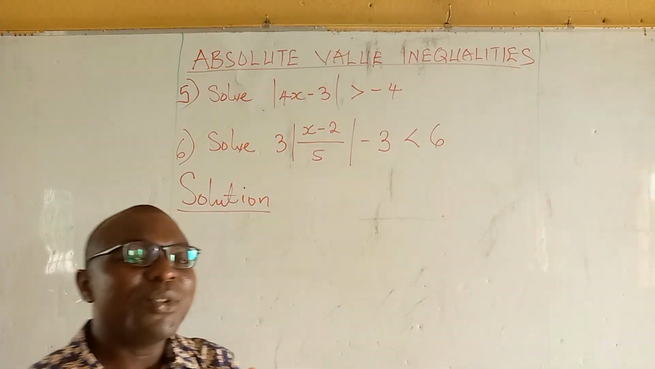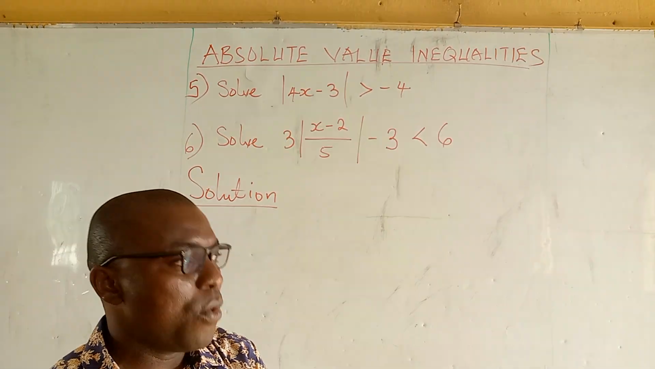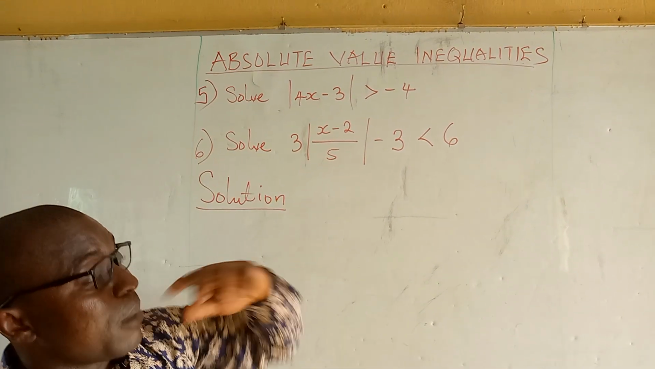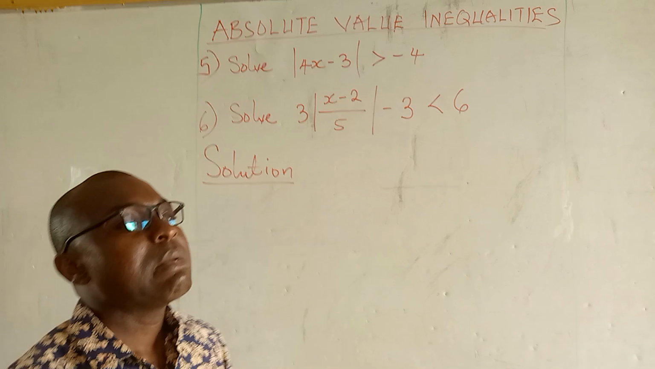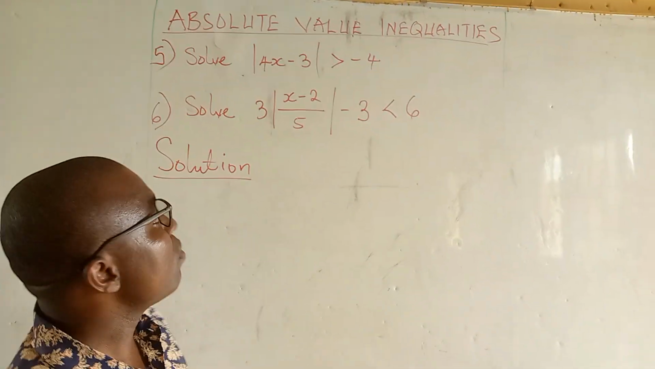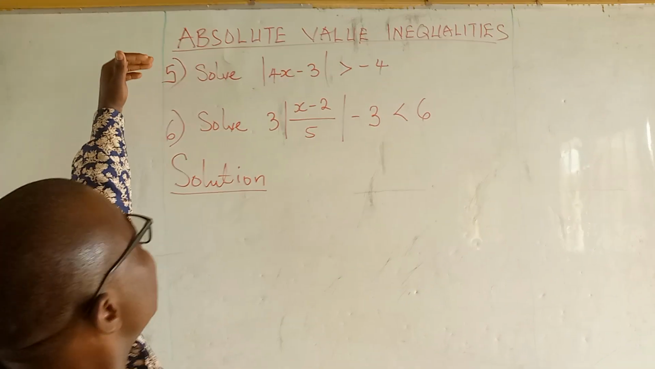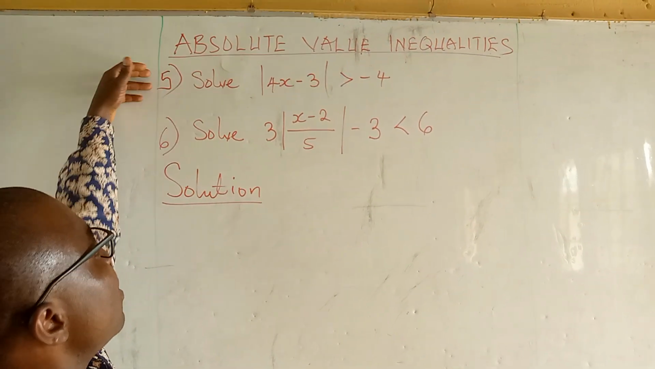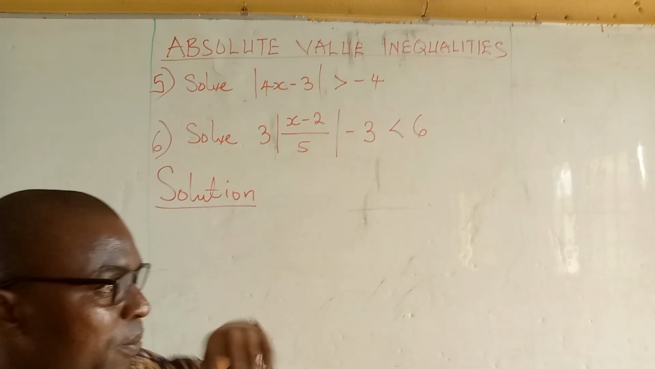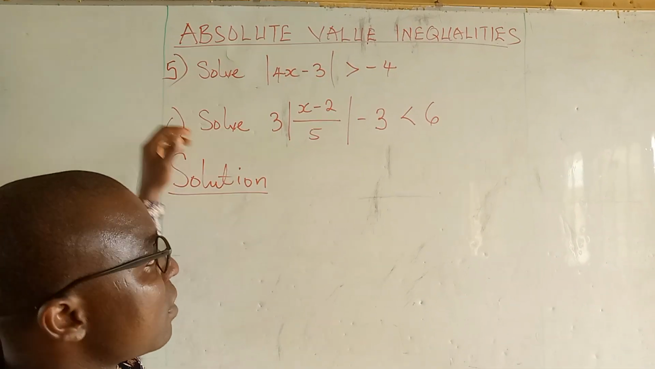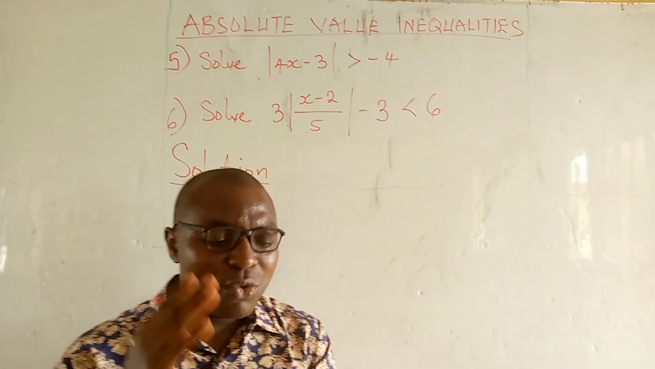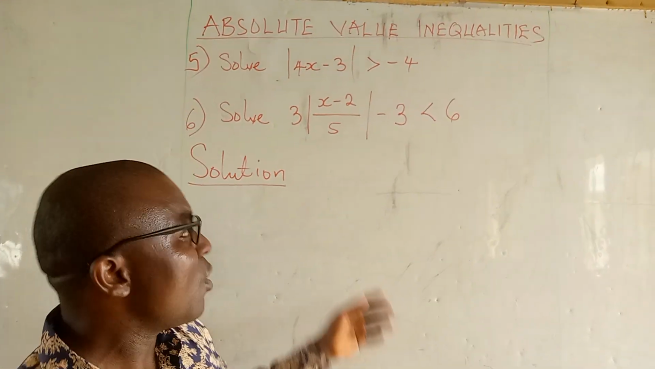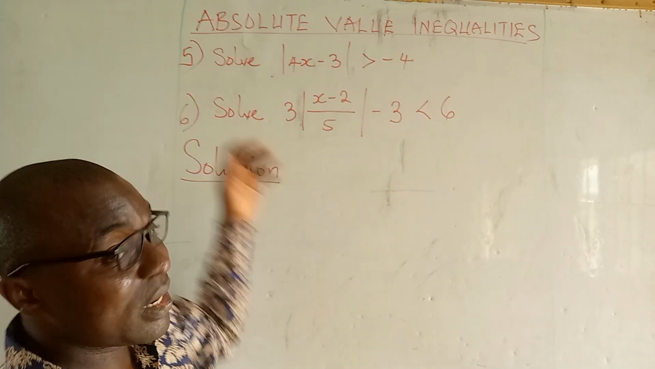So absolute value inequality part 4. I have done absolute value inequality part 1, part 2, part 3. And in part 1, 2, 3, I have solved 4 examples. So in today's class, I'll be looking at the remaining 2 examples, which is number 5 and number 6. I would advise if you have not gone through part 1, part 2, part 3, endeavor to do that so that you understand part 5 and part 6 better.